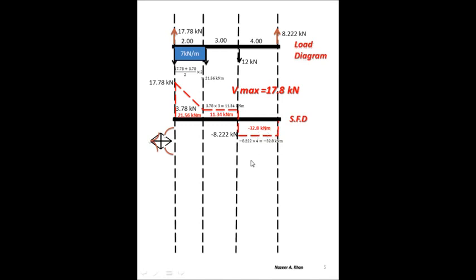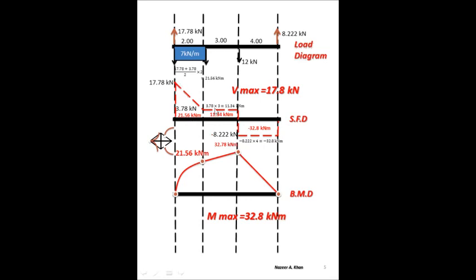We need some information from this diagram to actually continue. When we look at this, we have the shear force diagram right here, and the maximum shear force is 17.8, picked off right there. And we have the maximum moment or bending moment right there, 32.8, which is picked off right there. We need this value to actually calculate the bending stress.